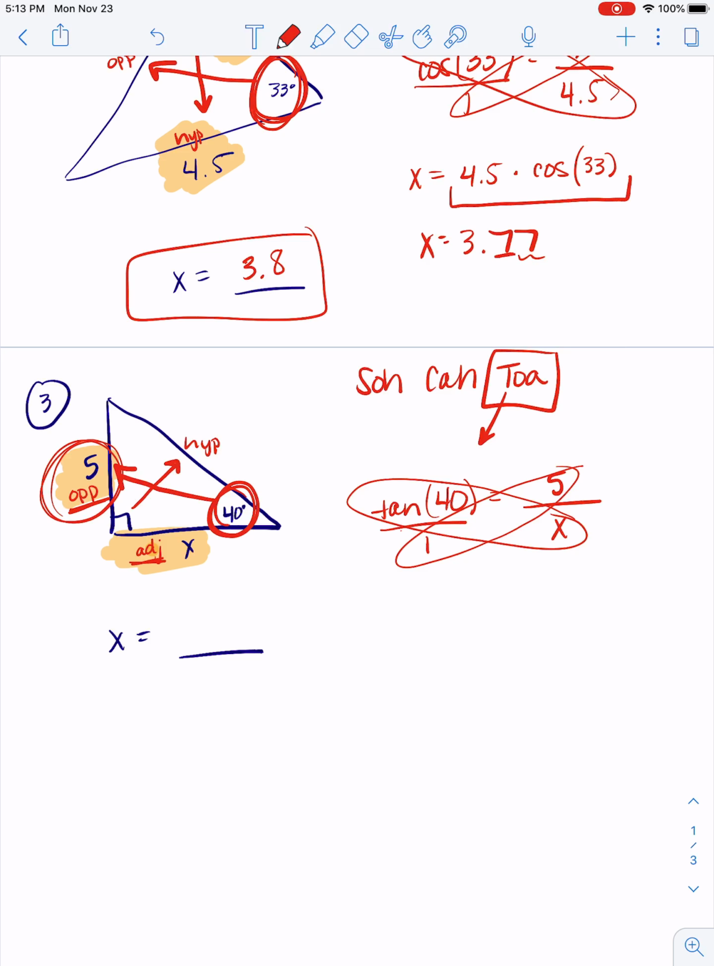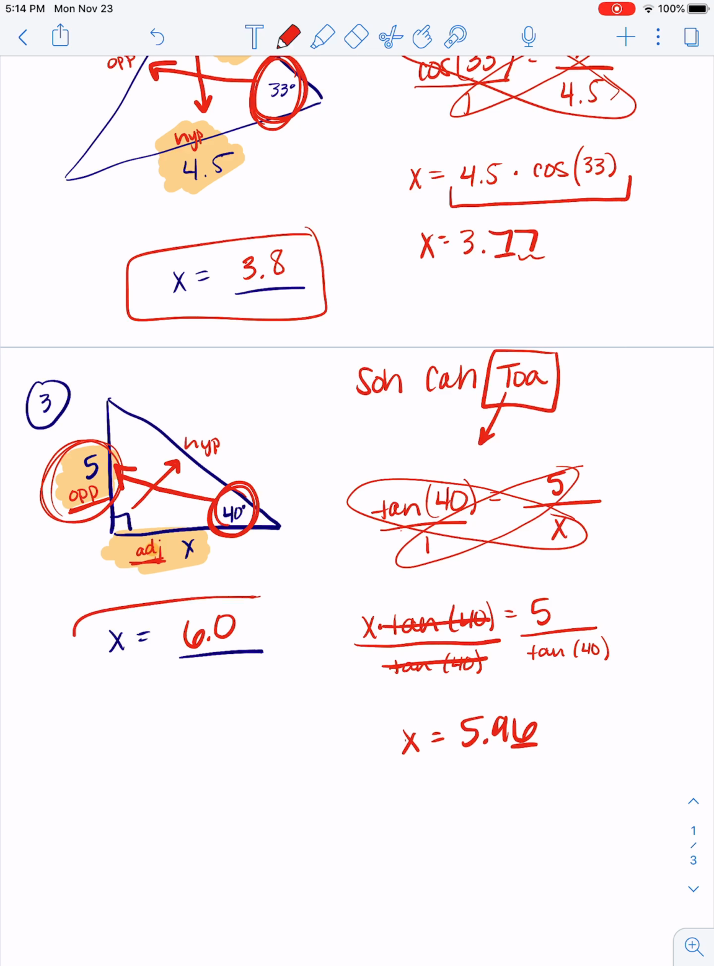Okay, so I now have x times the tangent of 40. I multiply that cross together. So x times the tangent of 40 equals 5 times 1 is 5. And then to get x by itself, I'm going to divide by the tangent of 40 on both sides. So this cancels out. We now have x equals 5 divided by tangent of 40. So I'm going to plug that all straight in my calculator. 5 divided by tangent of 40. 5.96. So we would round that up since 6 is greater than 5. So I'm going to say 6.0 or just 6 maybe.